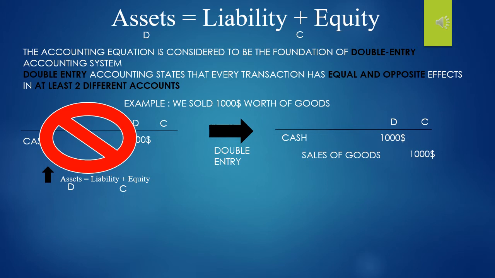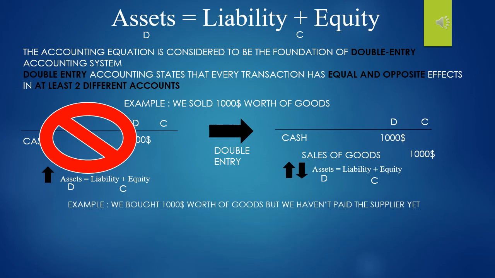Why? Cash is increased by $1,000, and we've learned that cash is an asset account. Sales of goods, on the other hand, decreased inventory, which is also an asset account. So, if you have two asset accounts, one increased and the other decreased, that means your accounting equation is still balanced because assets went up by $1,000 and then went down by $1,000. That means your equation is balanced.